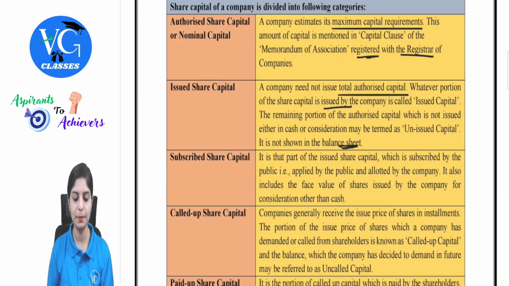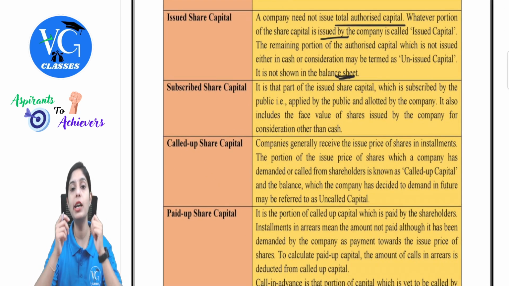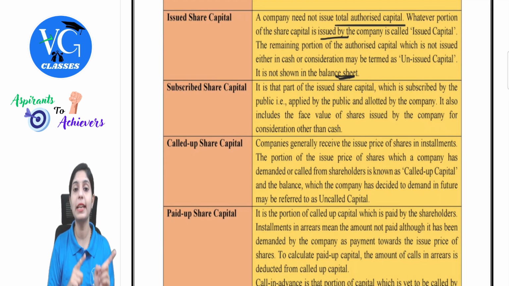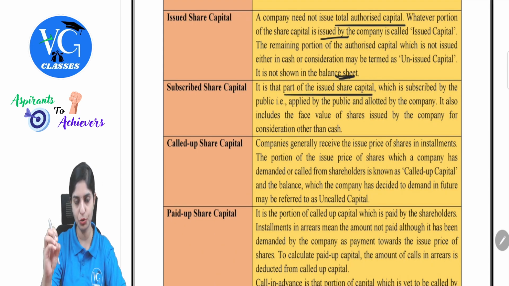Done. Next, subscribed share capital. From the company's point of view, how much is issued to the general public is called issued capital. Subscribed share capital is nothing but how many shareholders have shown interest in subscribing for the shares issued by the company. So it is that part of the issued capital, which is subscribed by the public.